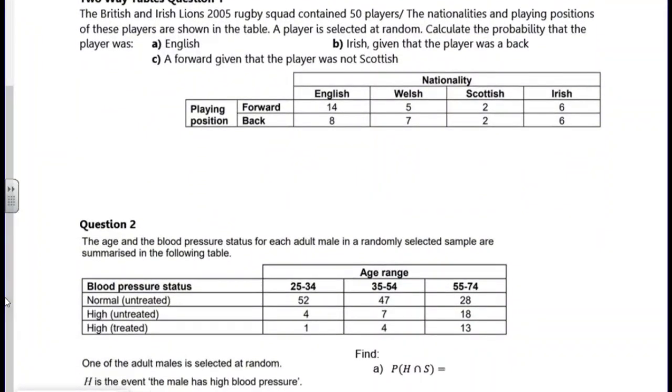So 2-way tables question. So we've got the British and Irish Lions 2005 rugby squad, contains 50 players. So we know it's out of 50. The nationalities and playing positions of each player is shown in the table. Each player is selected at random. So calculate the probability that they are English. So English will be 22. So the probability to be English is 22 over 50, which cancels down as 11 over 25.